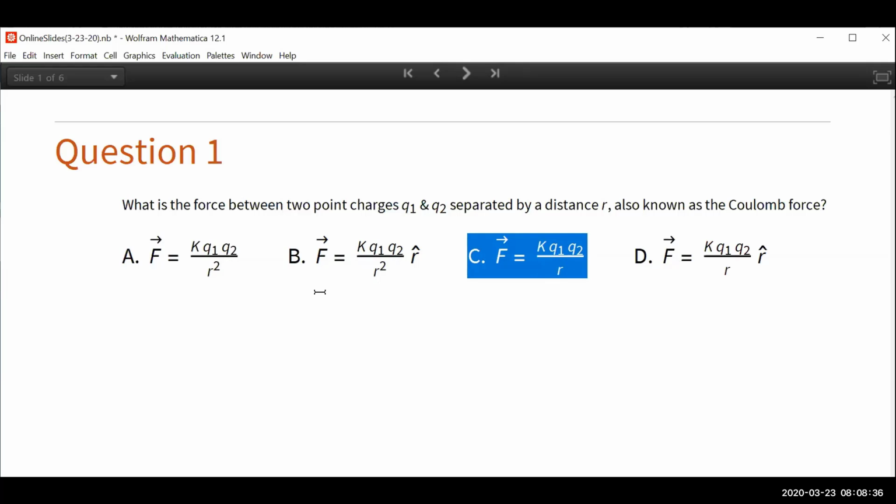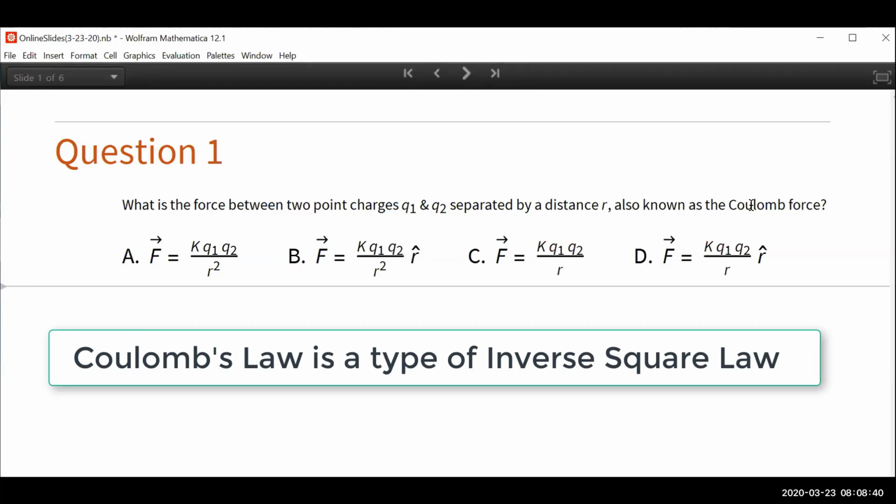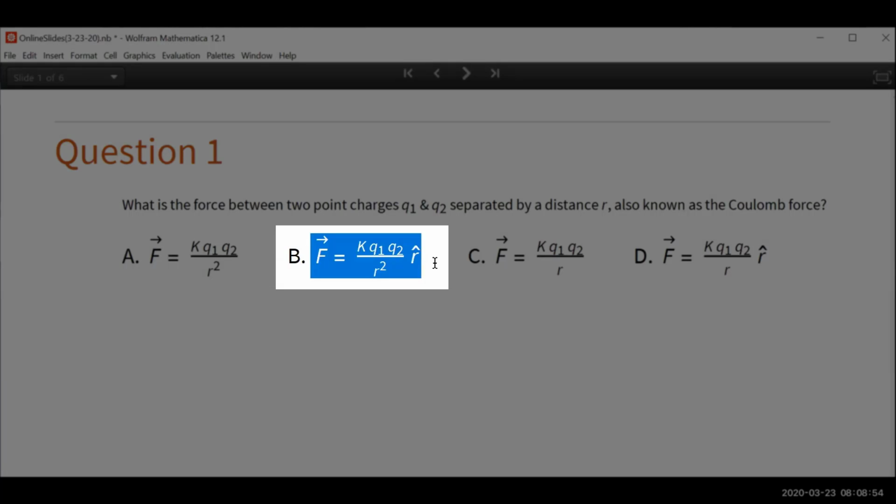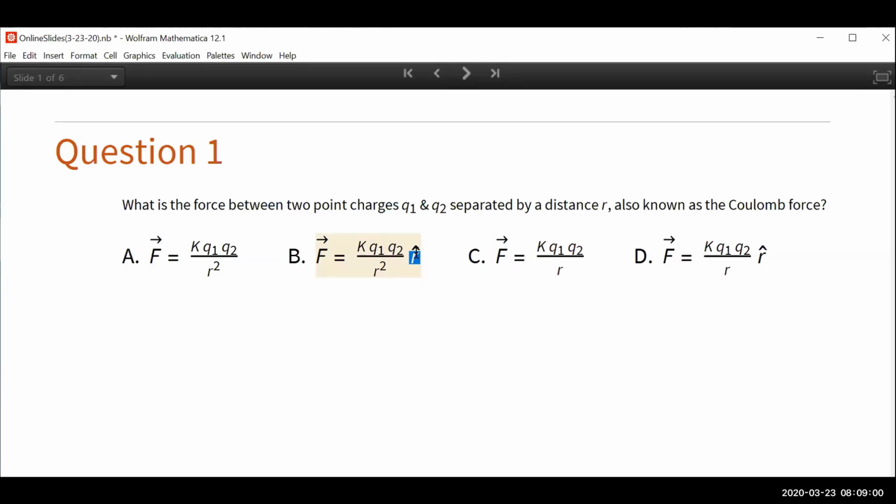Which of the two then, B or D, is correct? And this is where you should remember that the name of the law is Coulomb force law. Often it's also referred to as the inverse square law. And that inverse square comes from the fact that this is 1 over r squared. So this is the correct answer: F equals K Q1 Q2 over r squared, r hat. This r hat piece is very important because that tells you that this is a vector.